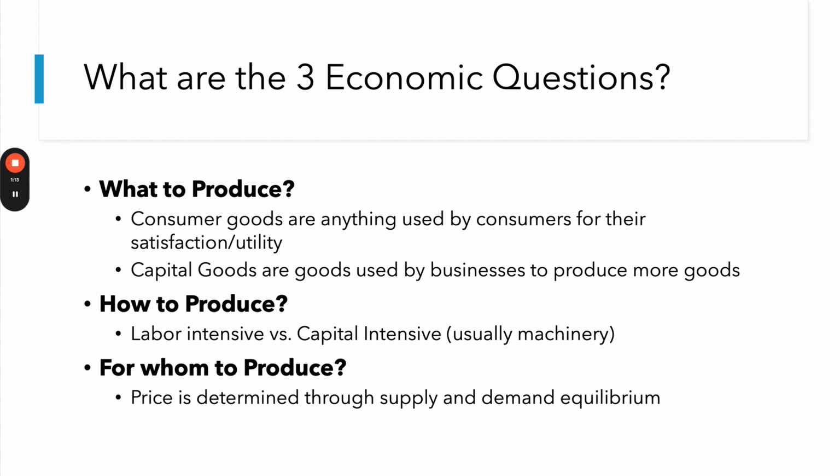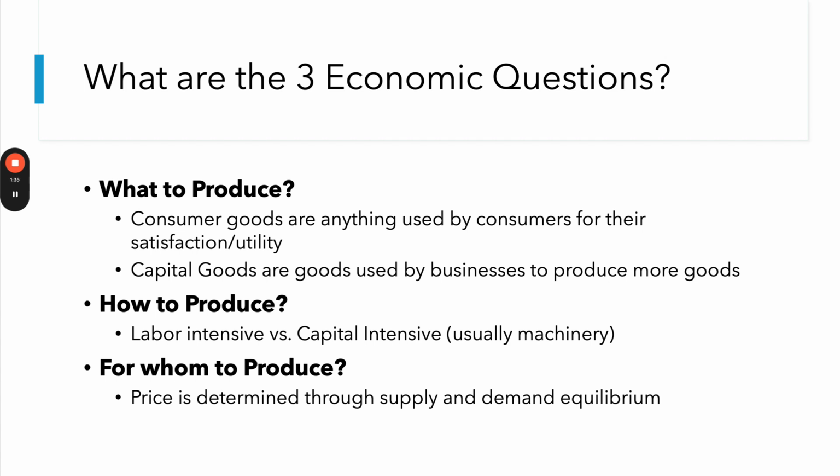Now, what are the three main economic questions? What to produce, how to produce, and for whom to produce. Consumer goods are anything used by consumers for their satisfaction or utility, and capital goods are goods used by businesses to produce more goods. There needs to be a balance between these two types of goods, since only capital goods won't satisfy consumers, but only consumer goods may not grow the economy enough.